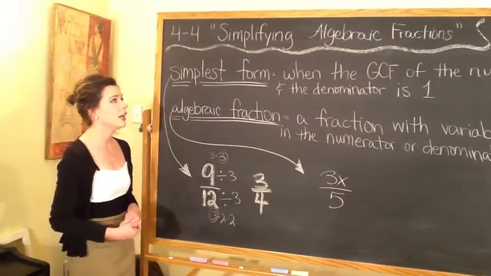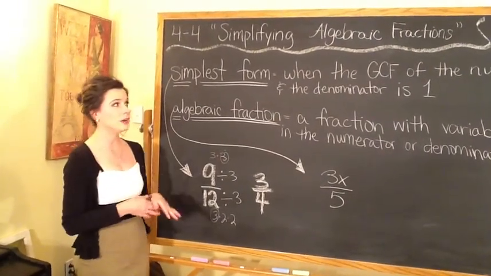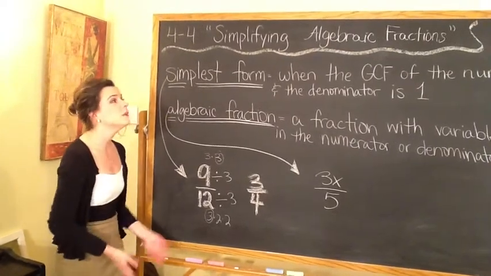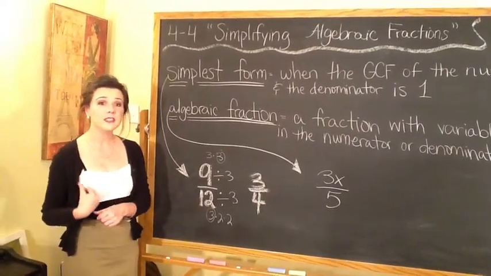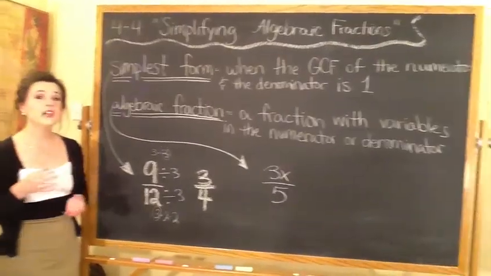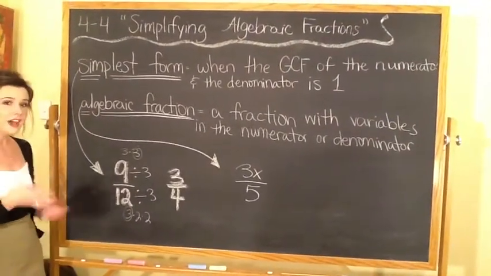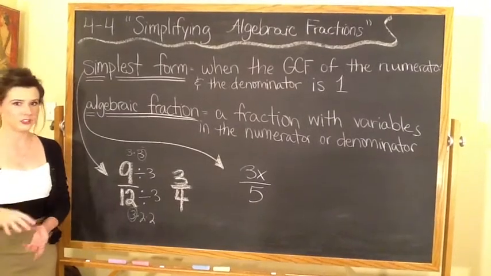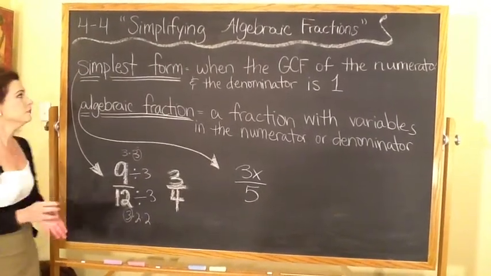4-4. Today we're going to be talking about simplifying algebraic fractions. So this is going to be pulling on the lesson from last lesson when we had to find the greatest common factor of two numbers. Now we're going to do that, but the two numbers that you're going to be finding the factors of are part of the fraction, so the numerator and the denominator.